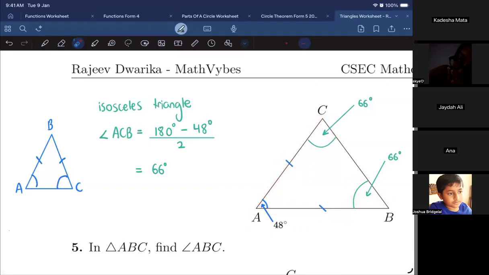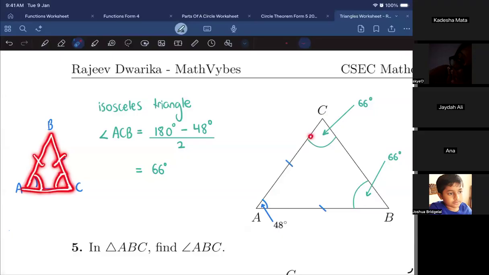All right, so Joshua, notice that these two sides are equal, and so the base angles would be located at the base of the equal sides. So again, watch that. This side is equal to this side, yeah? And so the base angles would be located at the base of the equal sides.